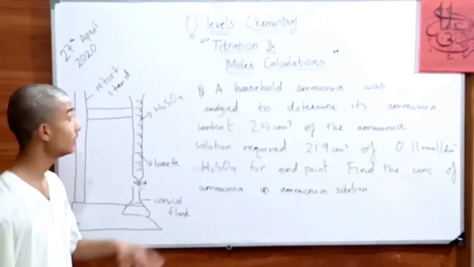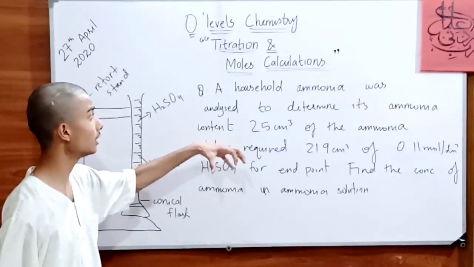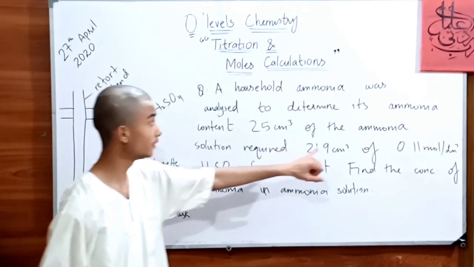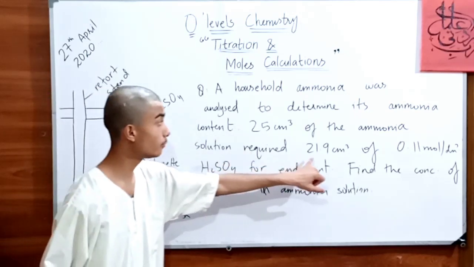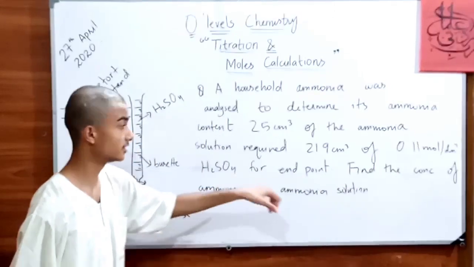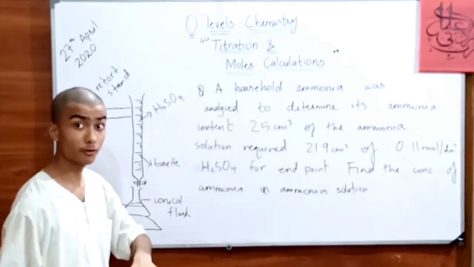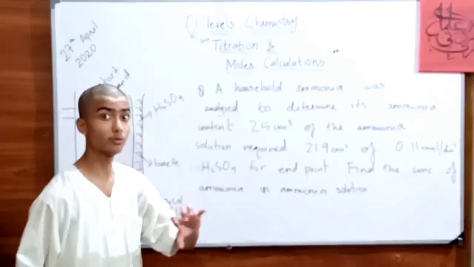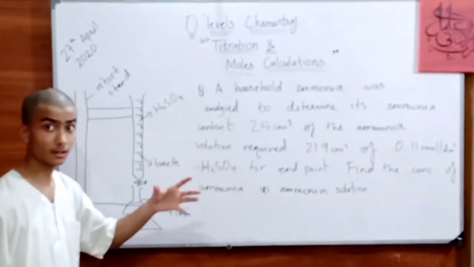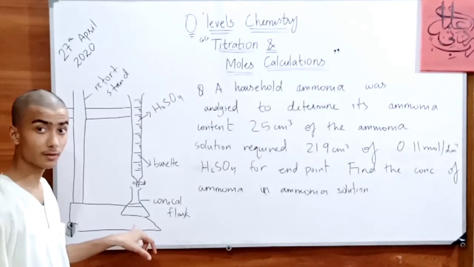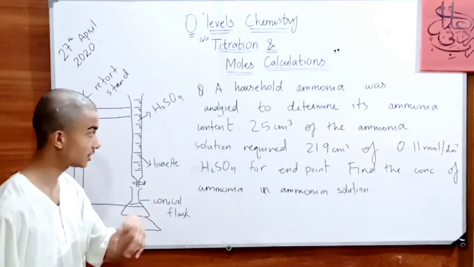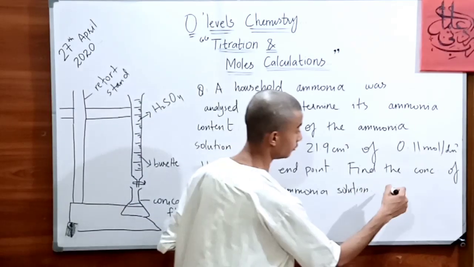Now, we have some data here. We have written that a household ammonia was analyzed to determine its ammonia content. 25 cm³ of the ammonia solution required 21.9 cm³ of 0.11 mol/dm³ sulfuric acid for the endpoint. Here we have the known volume of this. You just have to know that ammonia is basically the alkali or base. The alkali or base which is already present in the conical flask is here. We have its known volume, but we have to find its concentration in g/dm³.